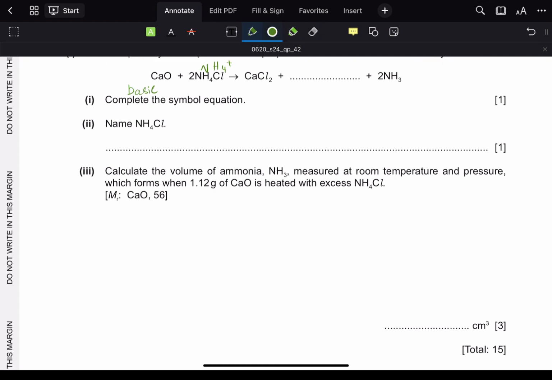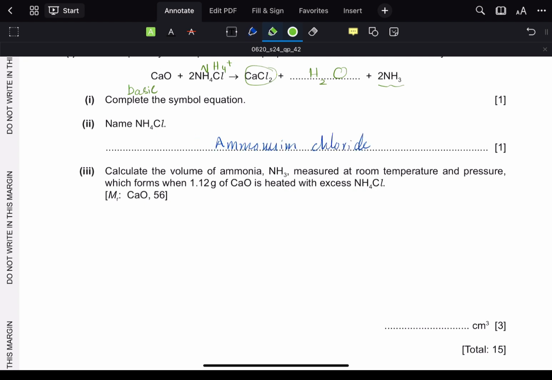And the general rule is that whenever ammonium salts react with a base, we get a salt, ammonia, and water. Because this, in a sense, is a neutralization reaction. Part 2. Name NH4Cl. This is ammonium chloride.